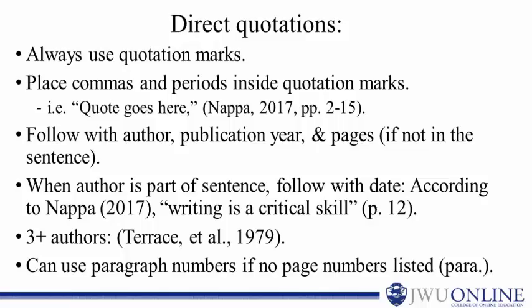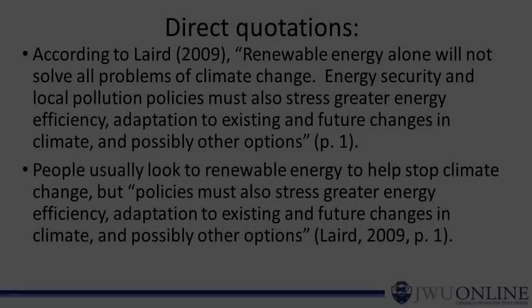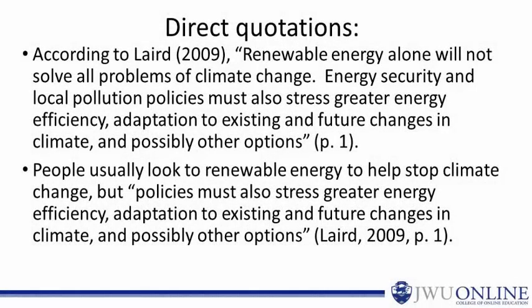Number 6, when 3 or more authors are credited to a source, list only the first author's last name followed by the phrase et al., as in Terrace et al. 1979. And number 7, in terms of the page numbers, many electronic sources do not provide them. If paragraph numbers are visible, use them instead, as in Doe 2009, para. 4. Note the abbreviated para. Here now are 2 examples of direct quotations.